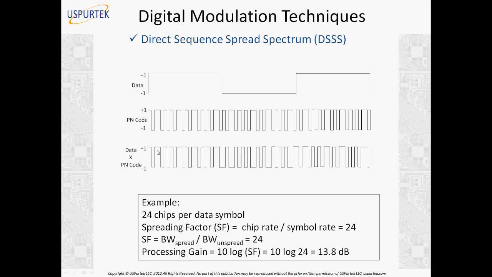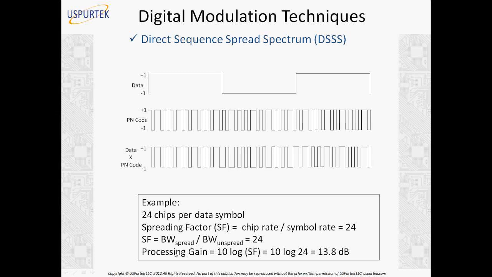So here again the same things apply. Spreading factor is the ratio of chip rate to symbol rate. In this example, it's 24, and the spreading factor also means the bandwidth is spread 24 times compared to the unspread bandwidth. The processing gain we can calculate is 10 log of the spreading factor, which is 13.8 dB here.